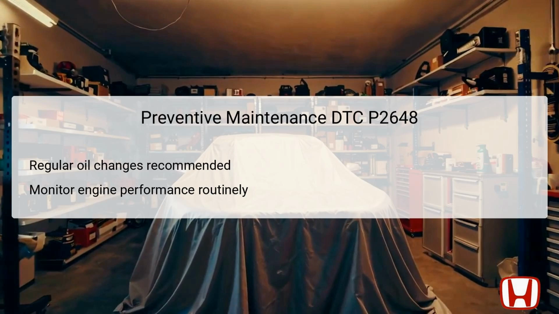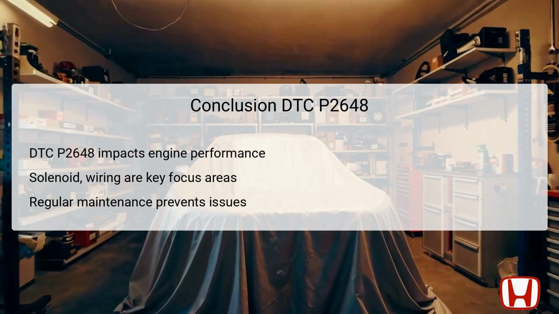Conducting regular inspections ensures that wiring and connectors remain intact, reducing the likelihood of electrical failures. A proactive maintenance approach leads to improved engine efficiency and reduced repair costs over time. In conclusion, DTC P2648 signifies a low-voltage condition in the rocker arm oil control solenoid A circuit, significantly impacting engine performance.